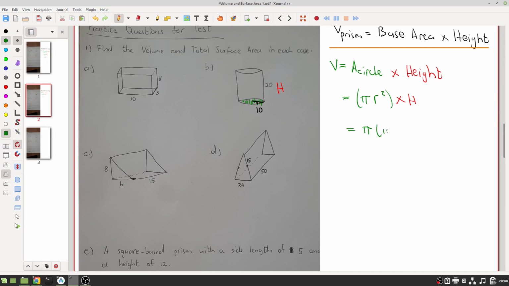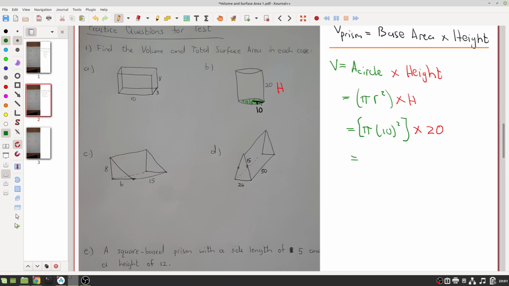So pi times radius squared. So that whole thing, we do different brackets to identify it better. And we're going to times that by the height of our shape. And our cylinder has a height of 20. So times by 20. Okay, so you see it's all the same. The area of the base times by the height of the shape.